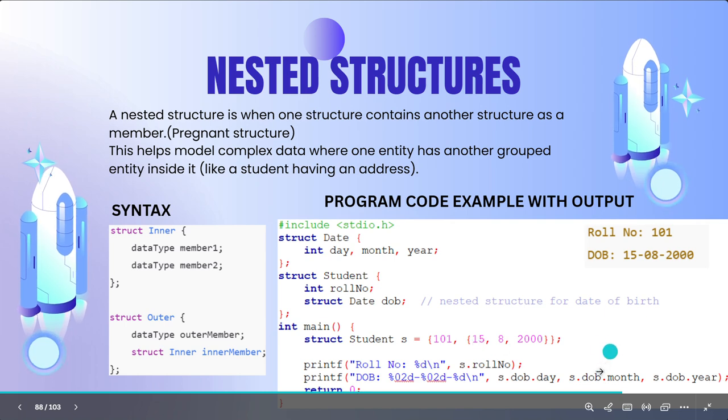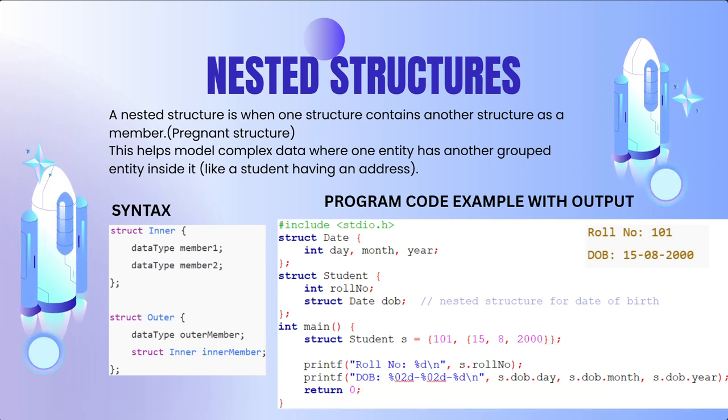Okay, then we are printing s.dob.month, then we are printing 8, then we are printing s.dob.year, which is 2000. Okay, I hope this is clear now.